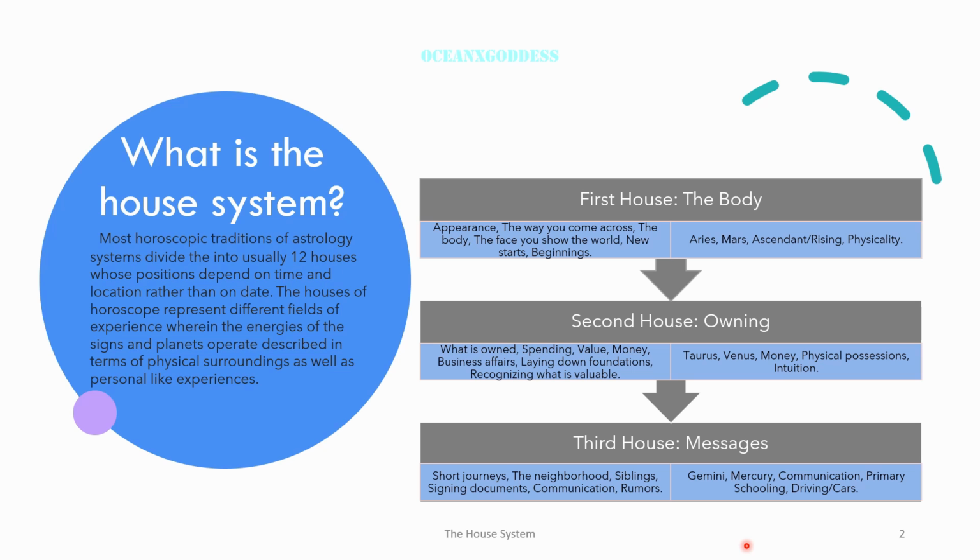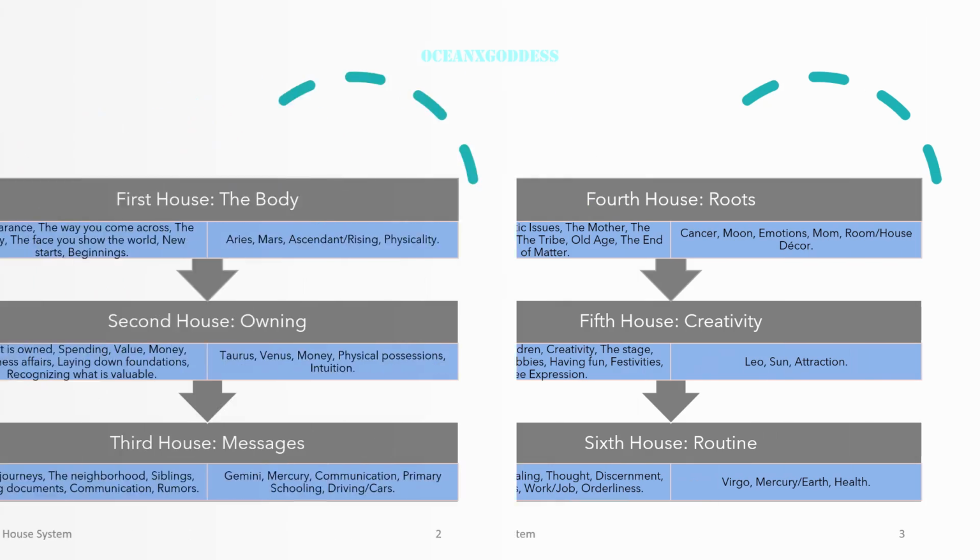Let's say also you have Scorpio in the third house. You may like driving at nighttime. Okay, those are just what it may be like. So anyways, I hope you guys get that. Let's move forward into the fourth house.